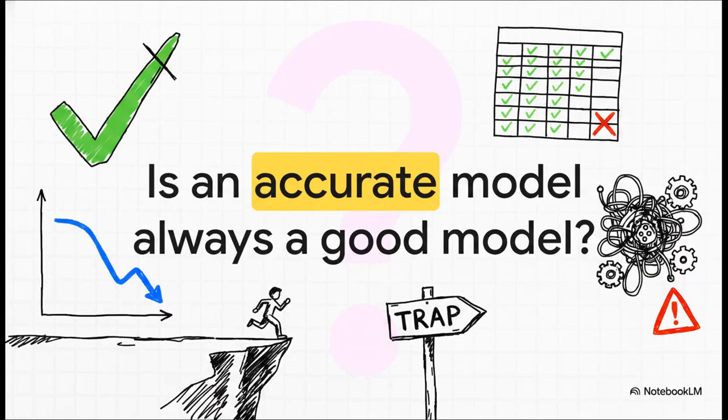Okay, let's dive into this and start with a trap that even seasoned data scientists have to actively fight against. Is an accurate model always a good model? It's super tempting to see a 99% accuracy score and think, boom, this model is ready for the real world. But as you'll see, that single number can be a complete illusion.